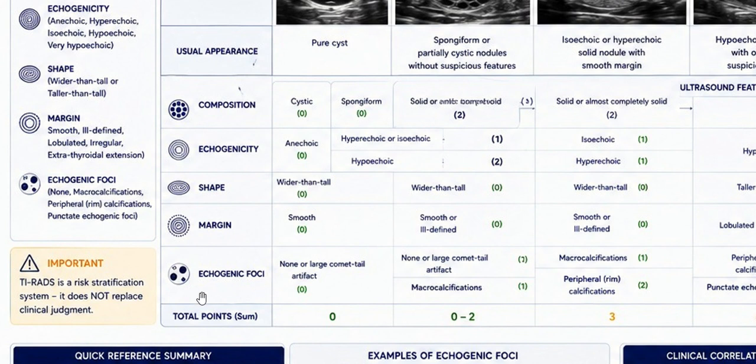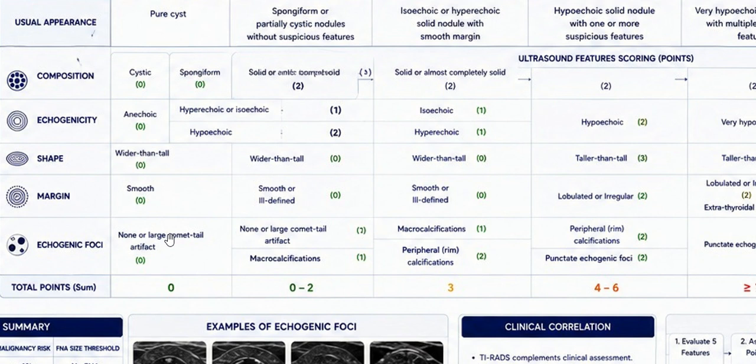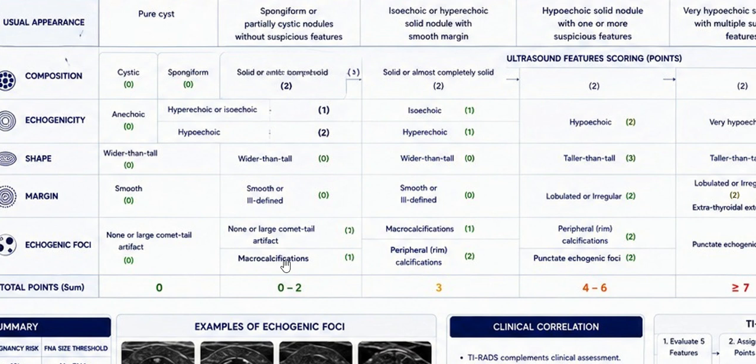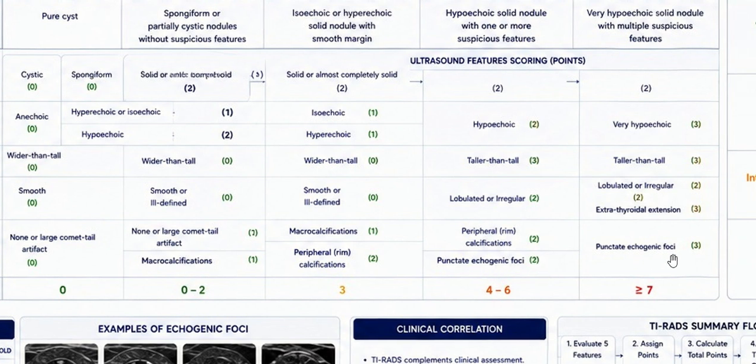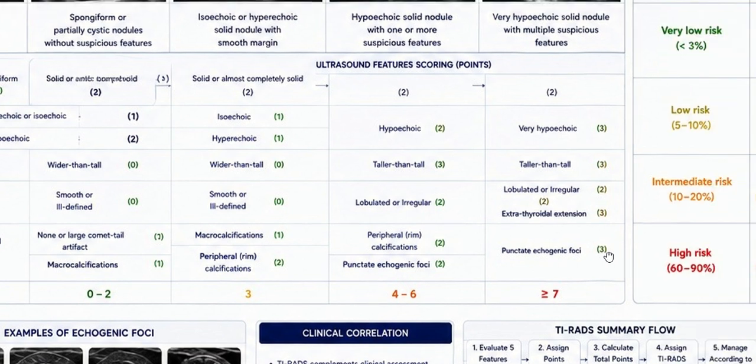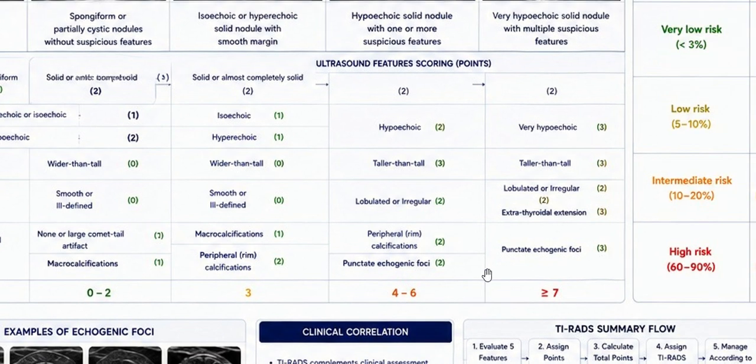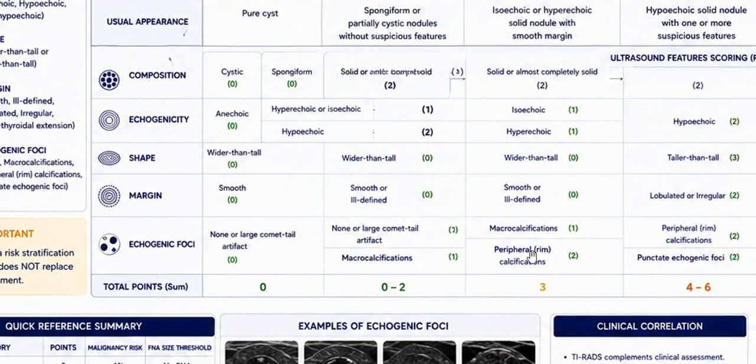And then under the echogenic foci inside the mass, is it none, large comet, or artifact? It will be 0. Then, if there are macro calcifications, it will be 1. If there is peripheral rim calcification, it will be 2. If there is a punctate echogenic foci, it will be 2. If there are punctate echogenic foci, like that, it is 3. So these scores are the ones that we are going to combine together.